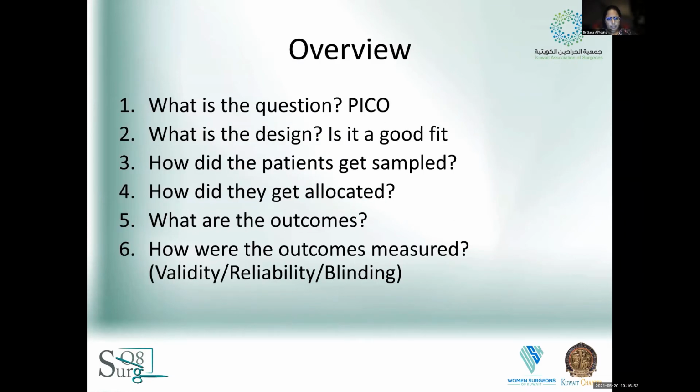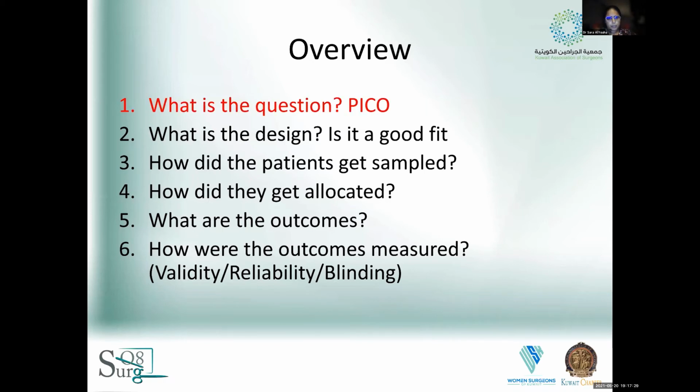So to address this and to go through the critical appraisal process, I'm going to go through 6 points, which is basically what are the elements of research design? That's what we're going to start off talking about. And then we're going to talk about how to apply it, okay? So there's 6 parts to this. We're going to talk about assessing what is the question in research and how do you frame it? What is the design? How did the patients get sampled? How did the patients get allocated to different groups? What are the outcomes of research and how are the outcomes measured? And we'll go through each of these in detail.